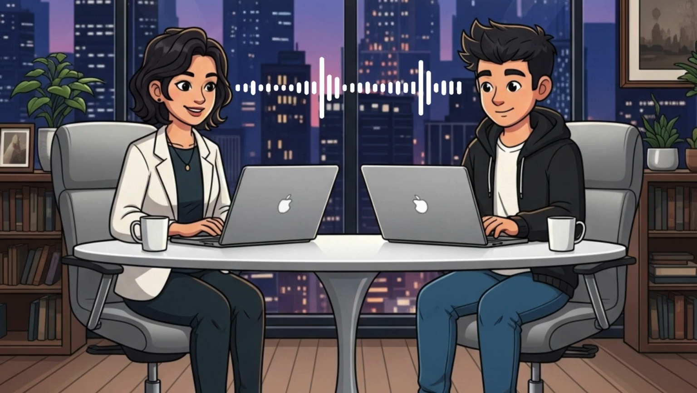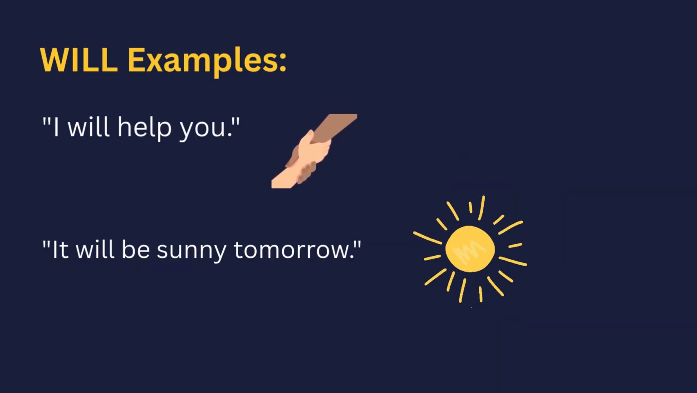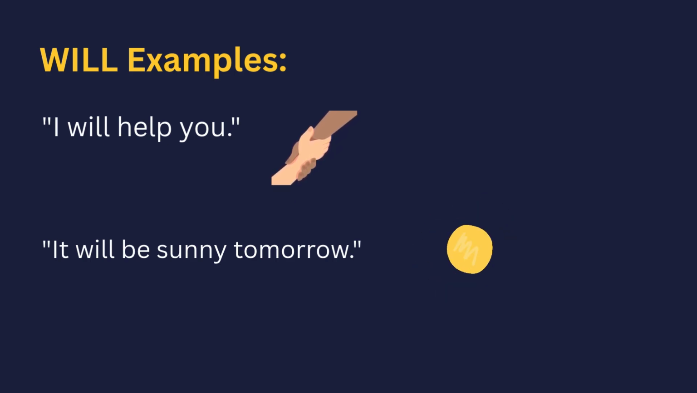Let's dive into talking about the future and things we only imagine. Exactly. First, we have will. We use will for things we are sure will happen in the future or for when we guess about the future. For example, I will help you means I promise to help, and it will be a sunny day tomorrow means I think the sun will shine.